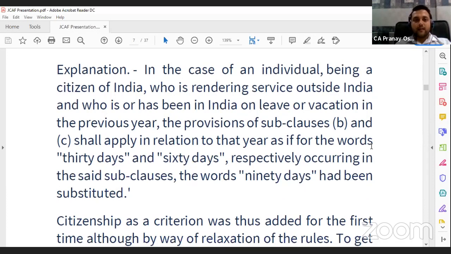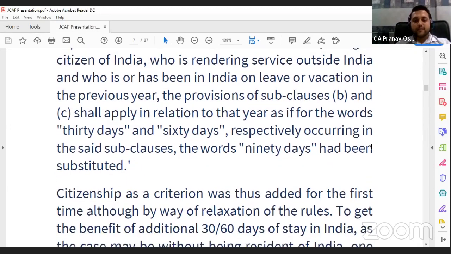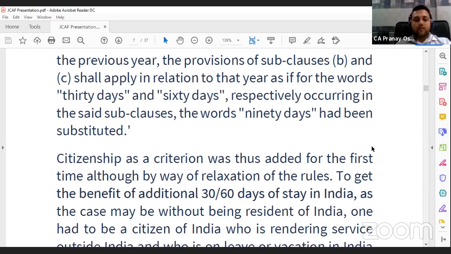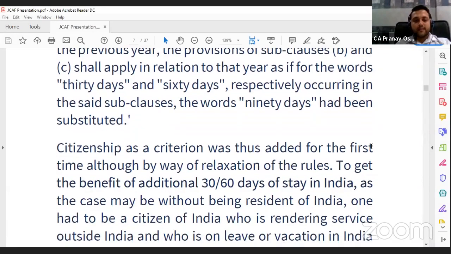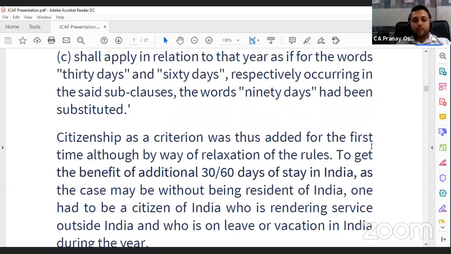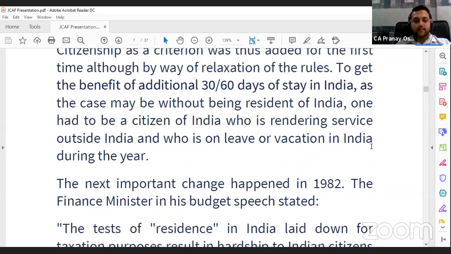Also, I would like to clarify that citizenship is not linked with residential status. Citizenship as a criterion was thus added for the first time, although by way of relaxation of the rules. But still, an individual may be resident and end up being a non-citizen or vice versa. Further, to get the benefit of the additional 30-60 days of stay in India, as the case may be, without being resident of India, one had to be a citizen of India who is rendering services outside India and who is on leave or vacation in India during the year.